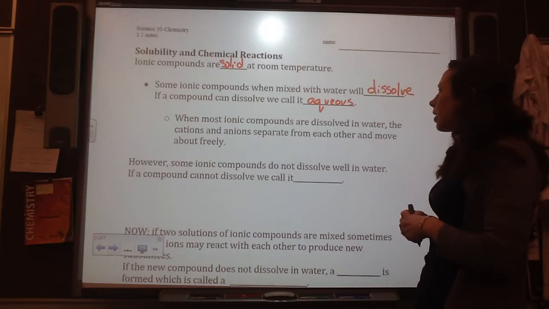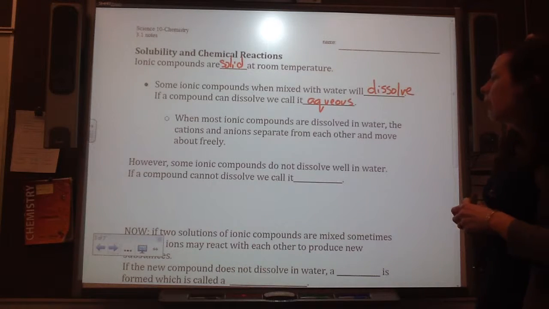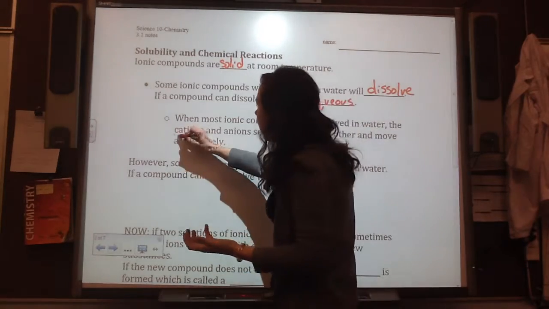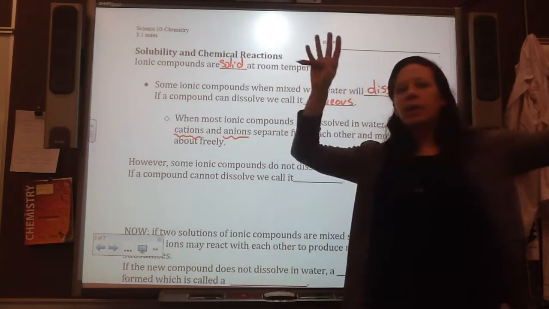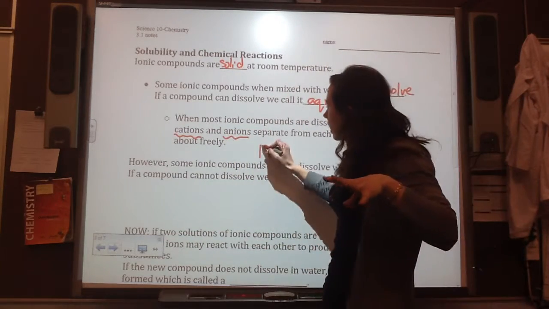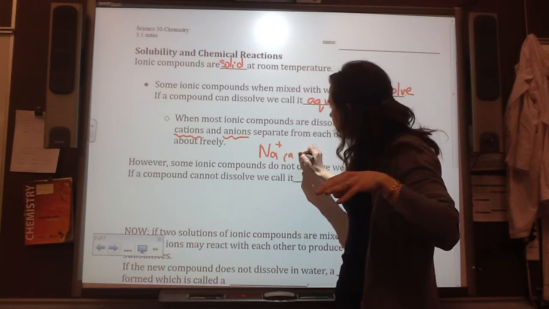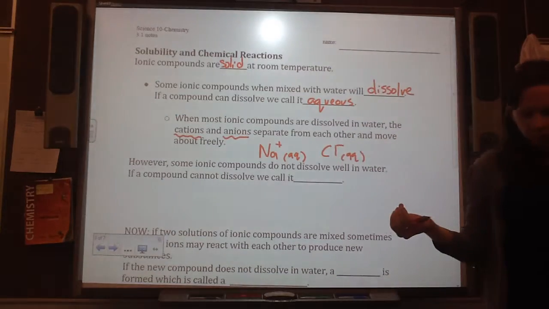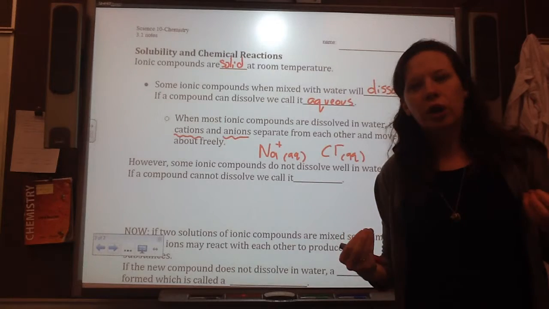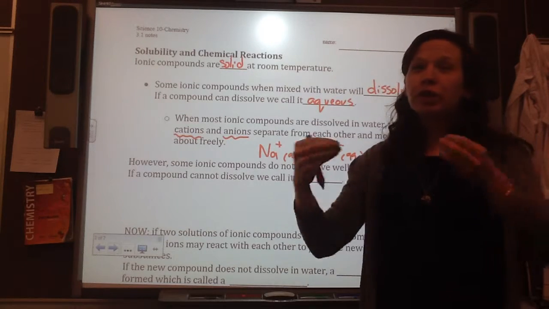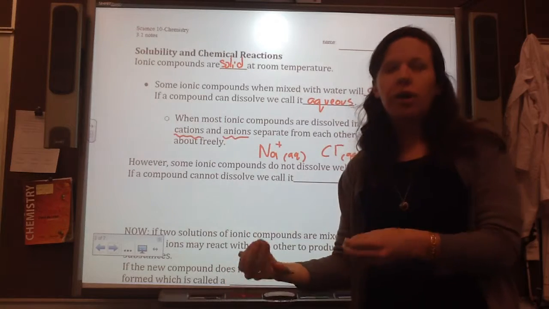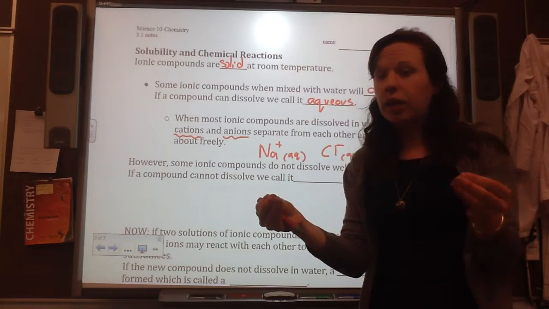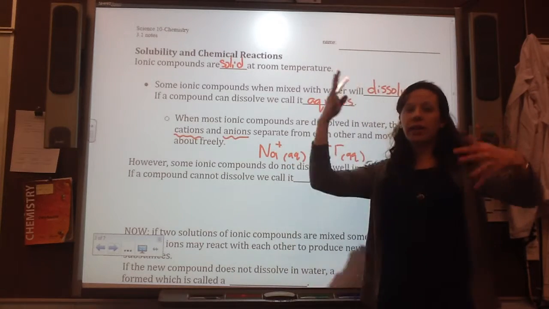Now, most ionic compounds can dissolve in water, and what happens when they dissolve is that the cations and anions separate and they can move around freely. So the Na plus is in the aqueous and the Cl minus is also in the aqueous. They're floating around, which means their charges are free to move. That's why, when you put the voltmeter in, you get a conductivity reading. It's because they separate and the charge can flow freely.